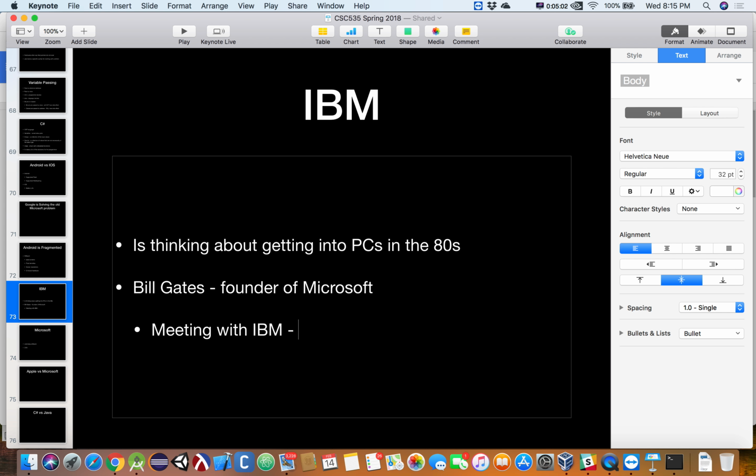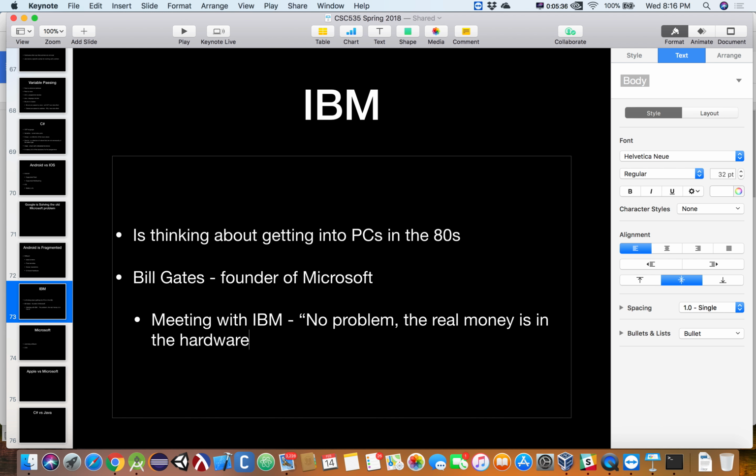So every time you sell an IBM personal computer that comes with DOS on it, well, we didn't name it, just their software, we get a commission. We get a licensing fee. Make sense? So they only get paid if IBM sells a computer. Is that a good deal for IBM? Yeah, IBM's not taking any risk. Famous quote from IBM: no problem. The real money is in the hardware. Sounds kind of funny now. Go ahead. No, IBM is just selling the hardware.